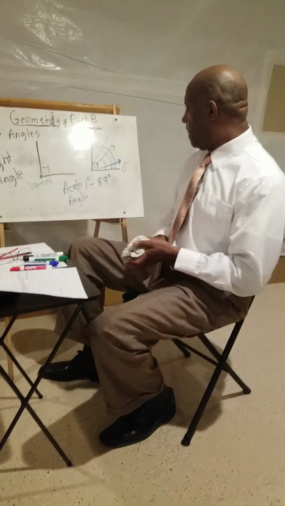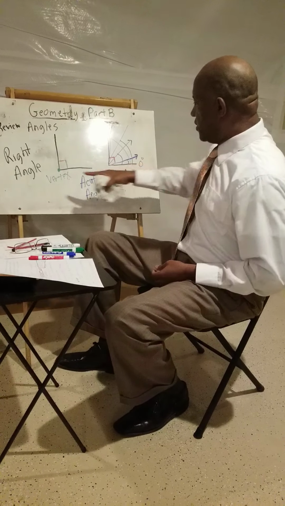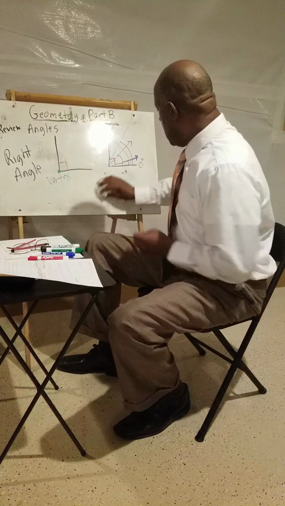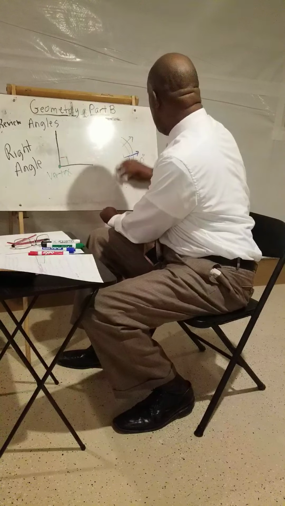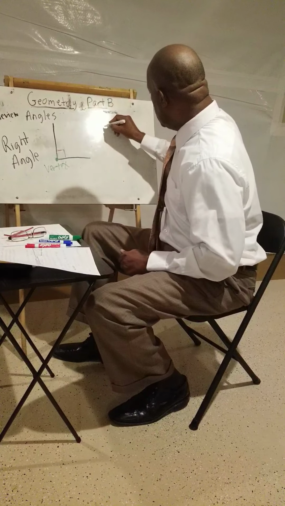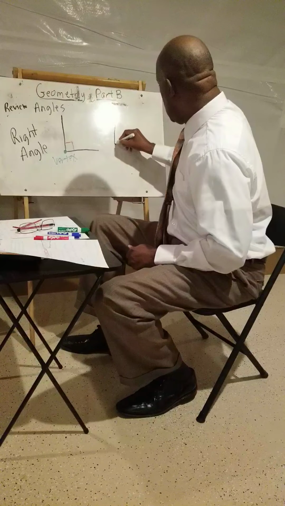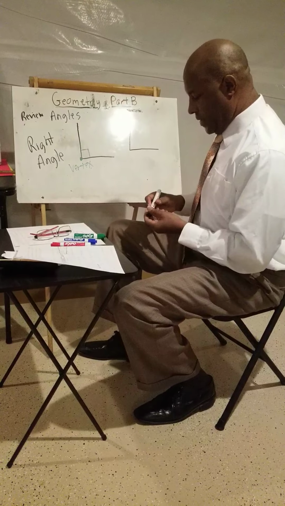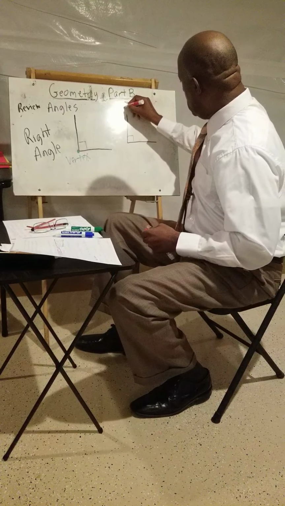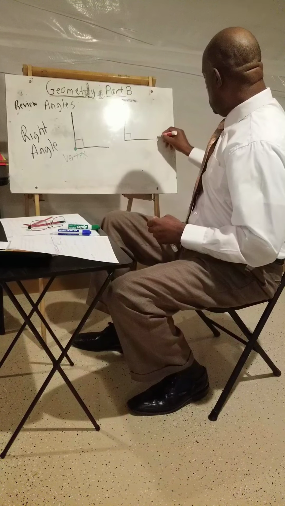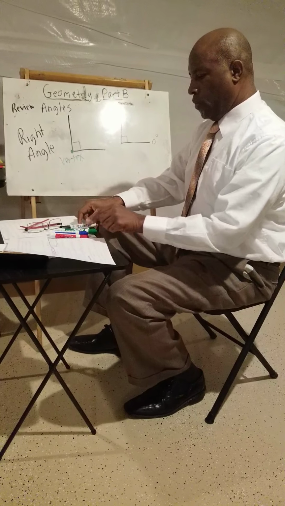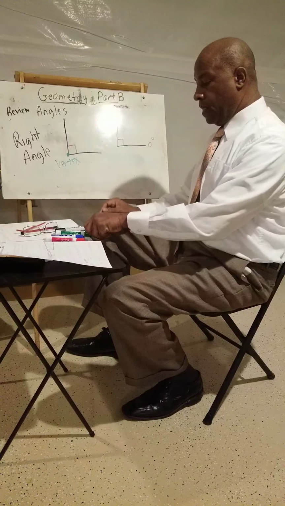And then finally, we have a right angle, we have an acute angle for review, and then we had what's called an obtuse angle. So we put our benchmark angle back up again. So what would constitute an obtuse angle?